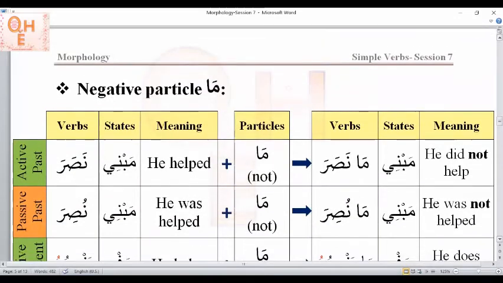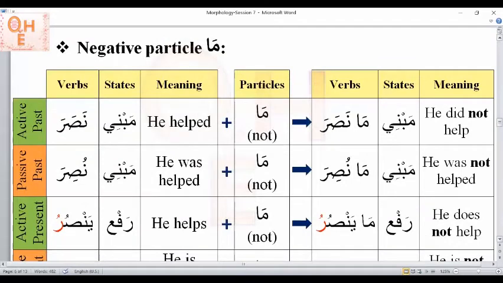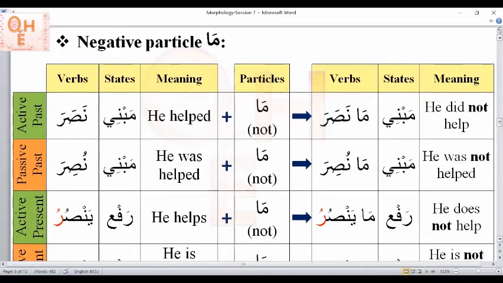Ma is called a negative particle. So we have a table here that's showing the effects of the particle. Let me go over the table quickly, inshallah. In this table, each row is a tense, okay? Then we have a column of verbs, states, and meaning of the verb.